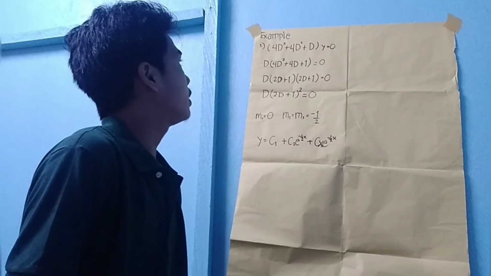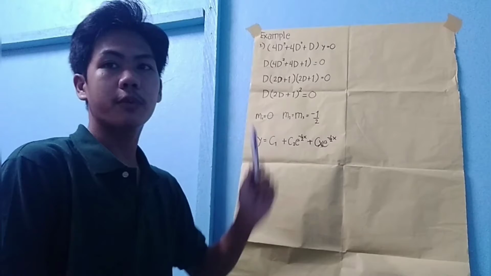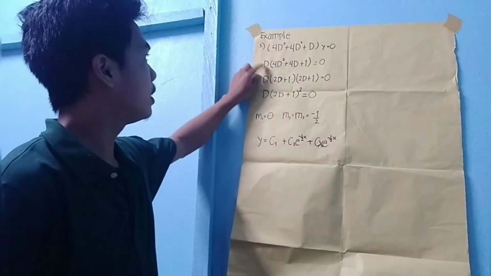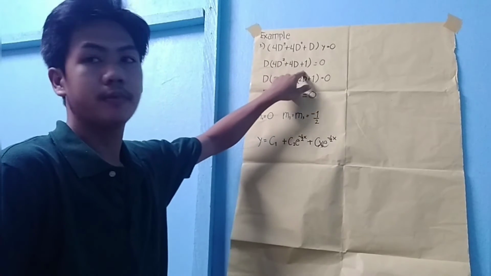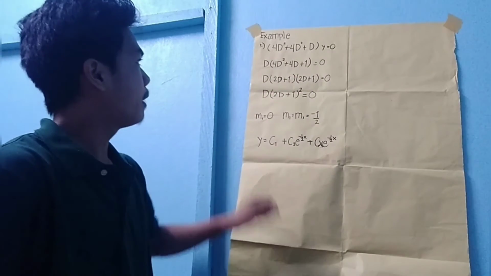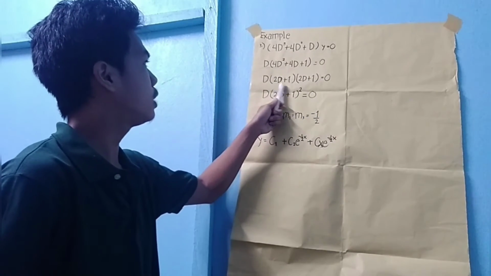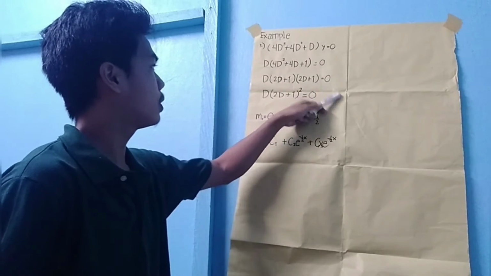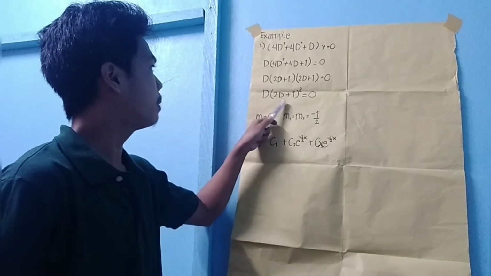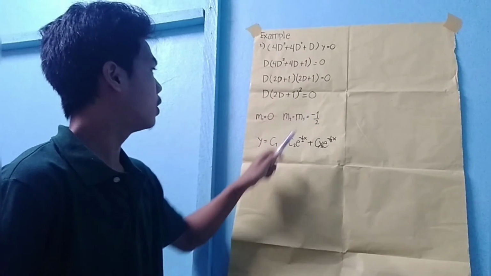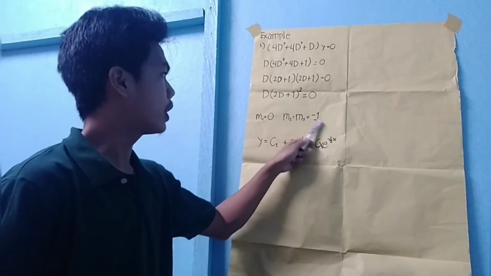D cubed plus 4D squared plus D times y is equal to 0. In this problem, we can factor out D. So our equation is D times (4D squared plus 4D plus 1) is equal to 0. Then we can factor the middle as (2D plus 1) times (2D plus 1) equals 0. Then we can write it as D times (2D plus 1) raised to 2 equals 0. So our m1 is equal to 0, and our m2 and m3 are equal to negative 1 half.